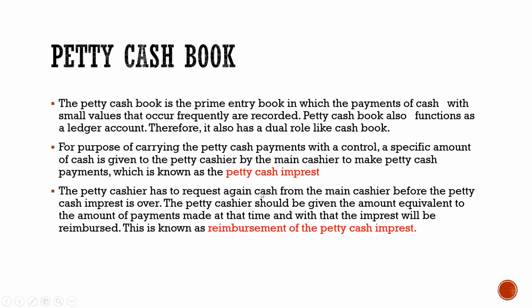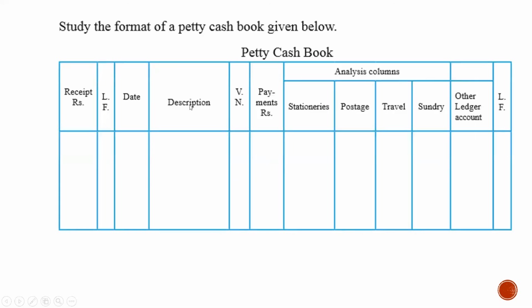The petty cashier should be given an amount equivalent to the amount of payments made at that time, and with that the imprest will be reimbursed. So it is known as the reimbursement of the petty cash imprest. Though the petty cash imprest and reimbursement may be hard for you to understand, you could easily understand it with the diagrams given, right?